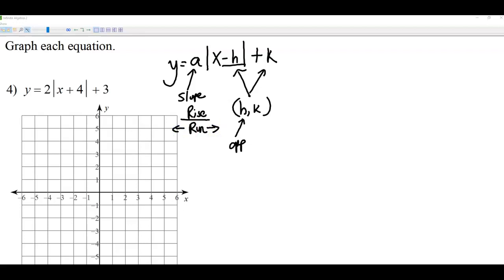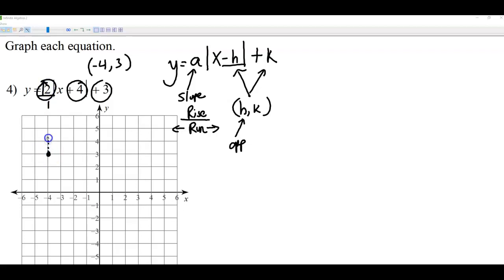Okay, so let's go ahead and see what this looks like. So first of all, this number and this number combined make up my vertex, but we want to remember to change the sign of the first number there. So negative 4, 3 is my vertex. Next I have my slope, which is 2 over 1. Since it's a positive 2, I'm going to go up. If it were negative, I would go down.